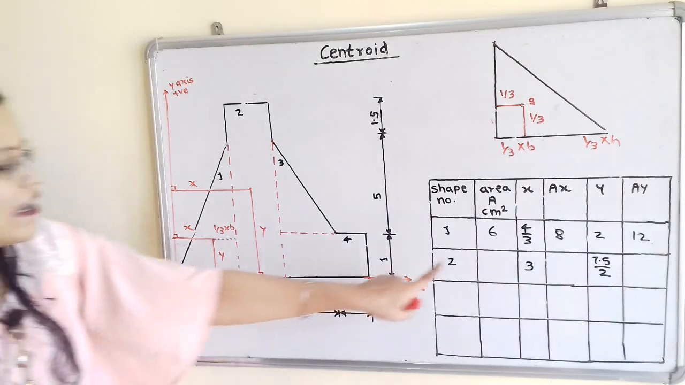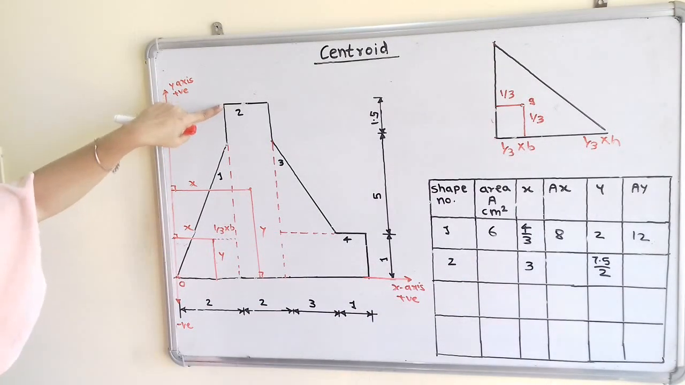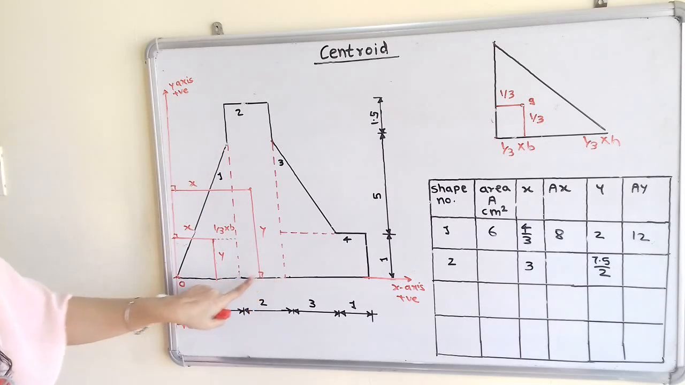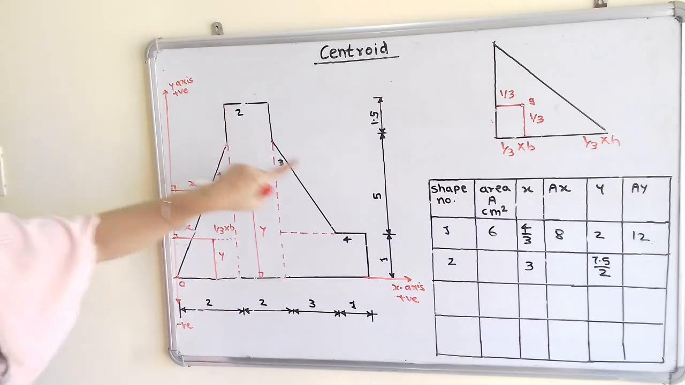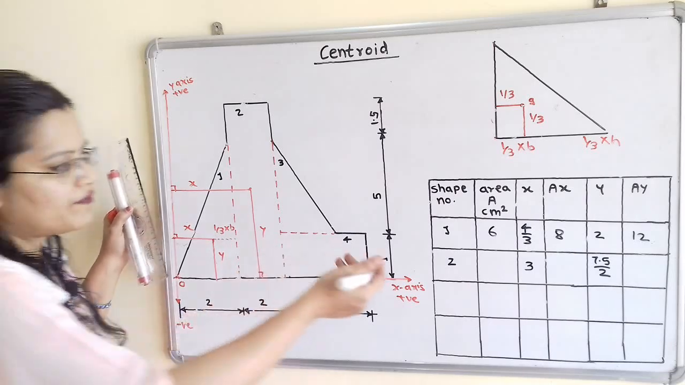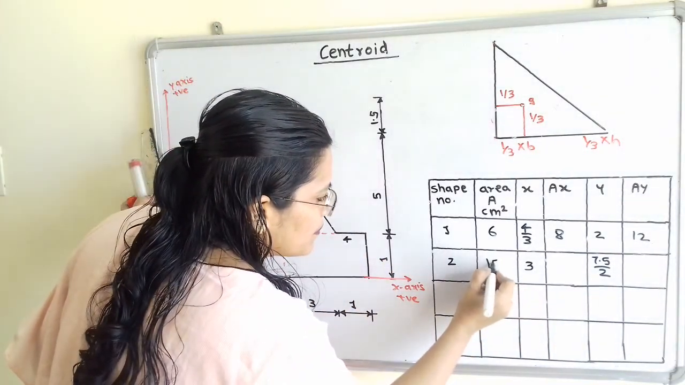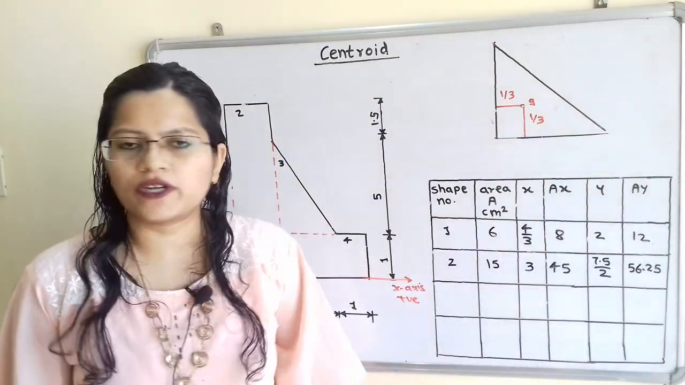Now we have to calculate area. So area means multiplication of two lengths, that is this height and this total width. So length 7.5 multiplied by 2, that means 15. Calculated value of ay is 56.25.